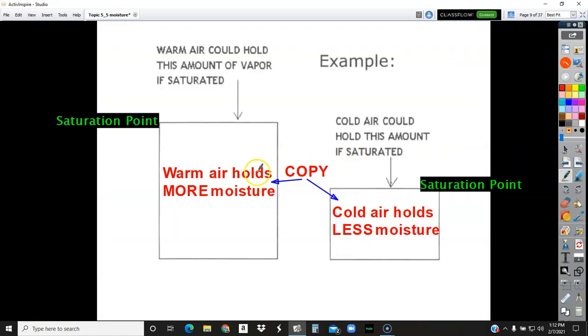This just shows warm air versus cold air. So again, warm air can hold more moisture. So this box is supposed to represent warm air. Warm air holds more moisture. The top of the box is the saturation point, meaning if we filled this box completely with water, it would be at its saturation point. As we said a minute ago, cold air holds less moisture, and that's why this box is much smaller, right? Cold air can't hold as much. So if I filled, again, this box completely full of water, it would be at its saturation point.